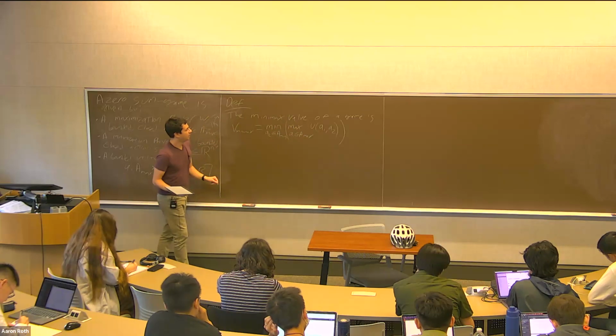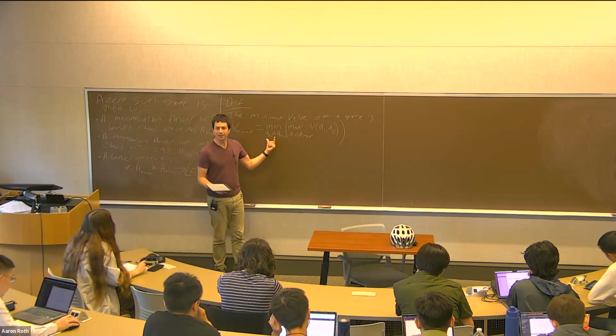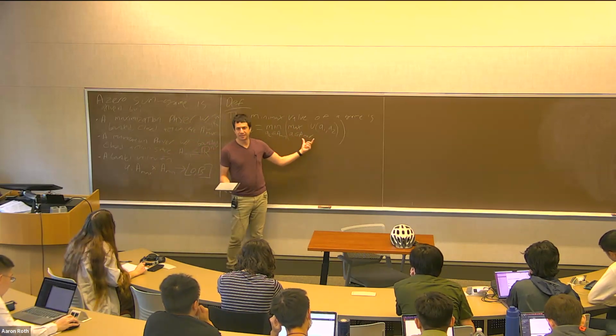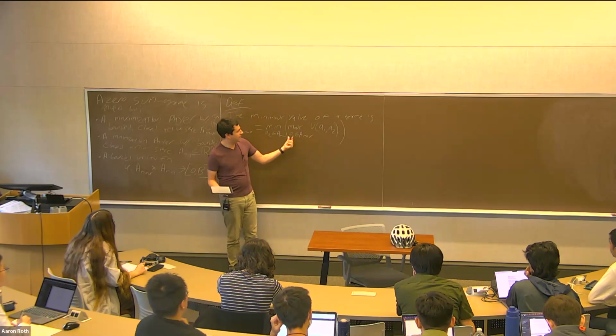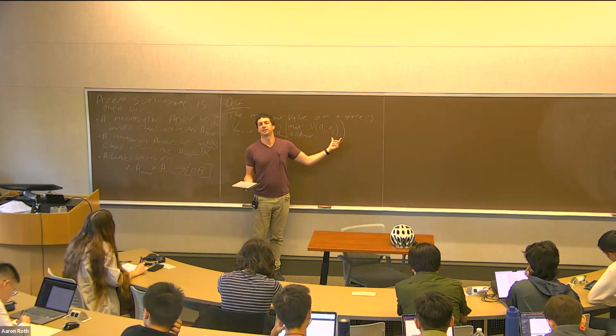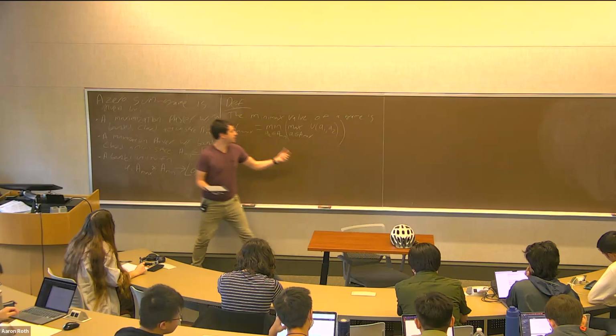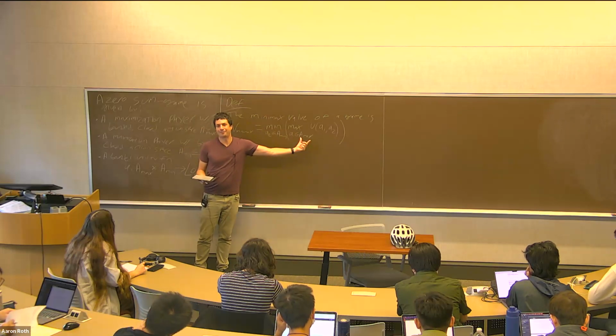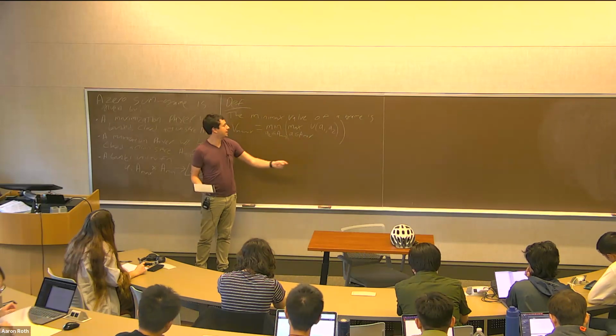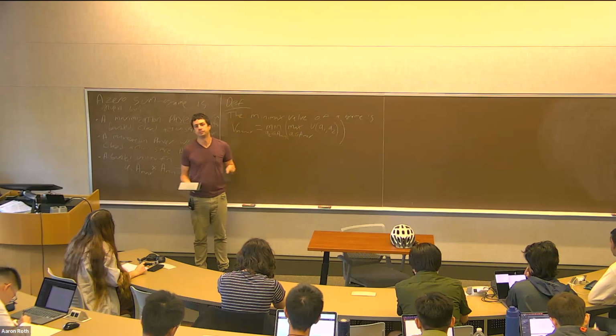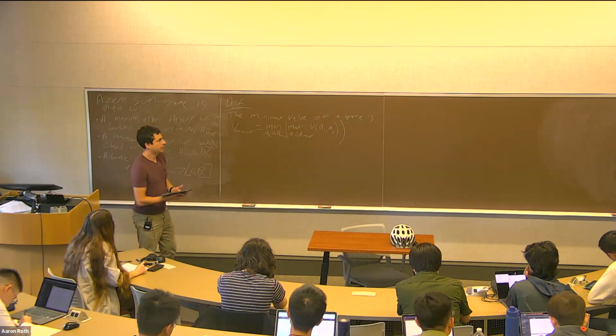What's going on? Well, she knows that after she commits to her action A2, Max is going to best respond. He's going to pick the action that maximizes his utility. And so Min is going to play so as to minimize the payoff after Max's best response. That's why it's called a min-max value.